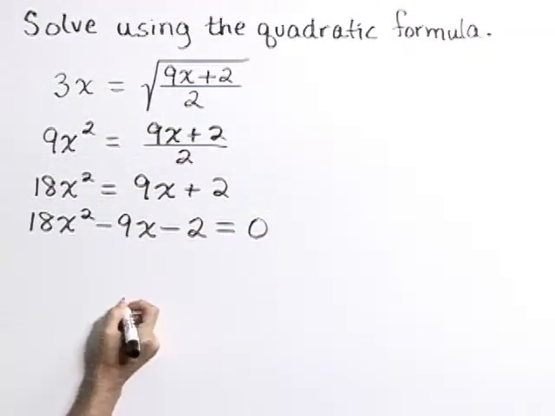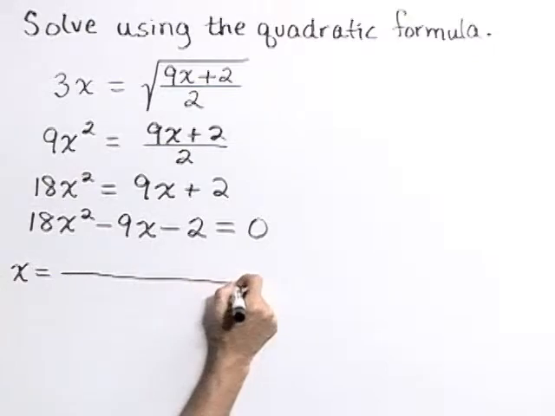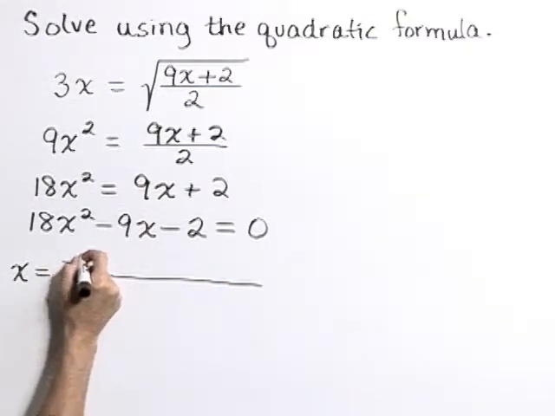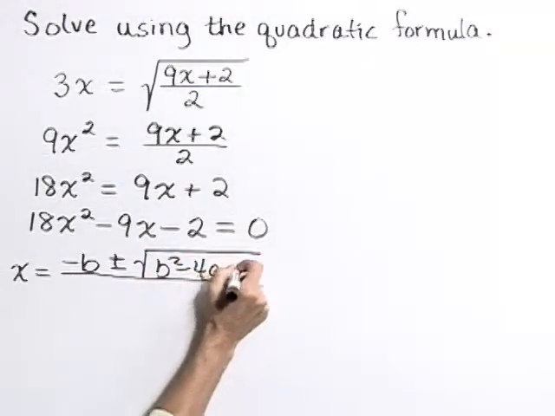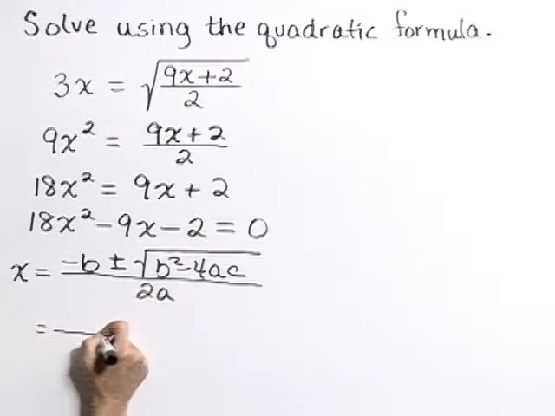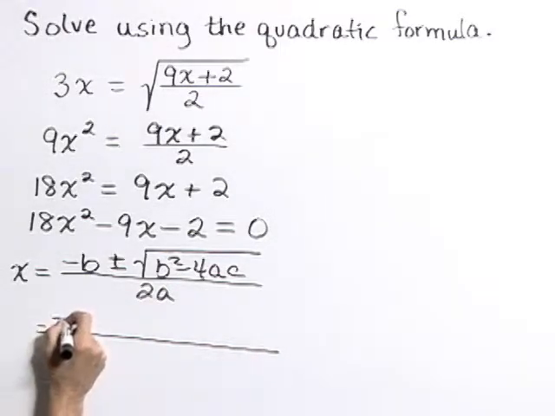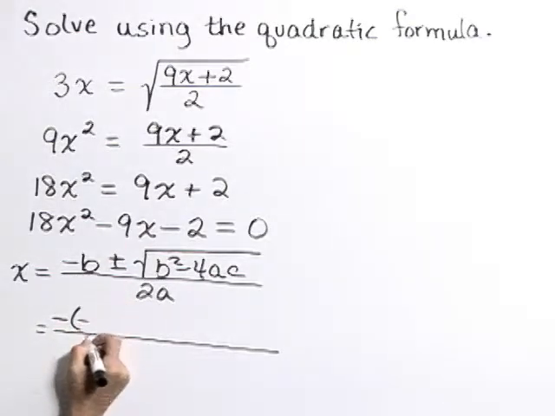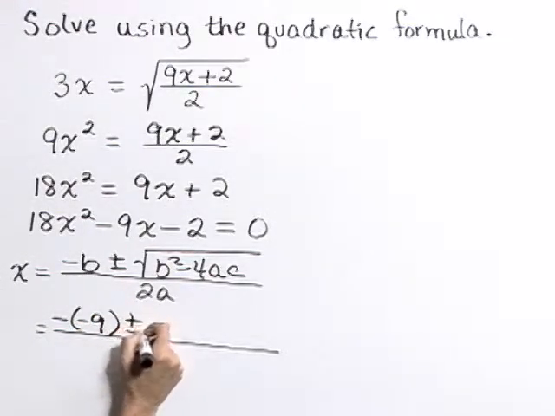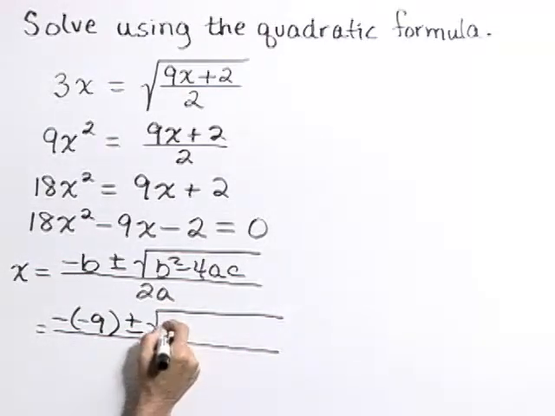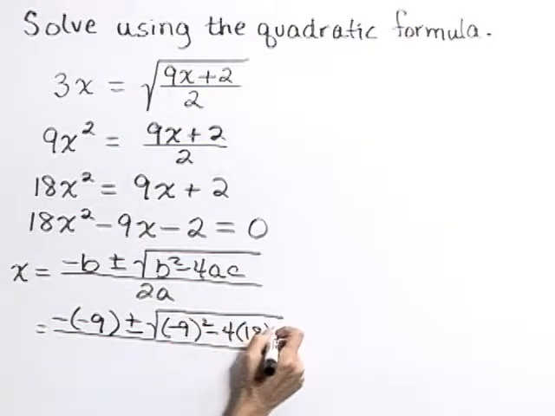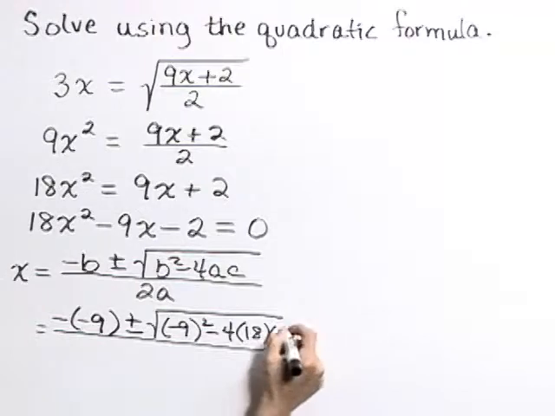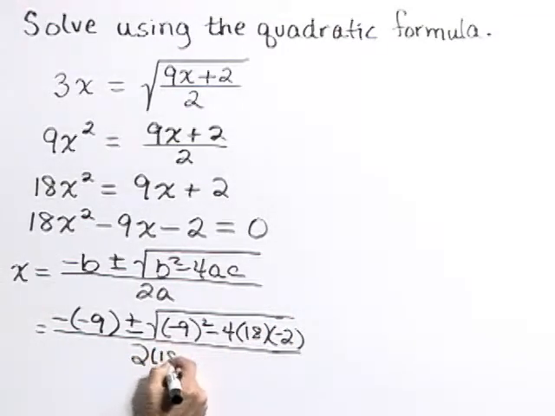equal to 0. Now let's use our quadratic formula as indicated. x is equal to negative b plus or minus the square root of b squared minus 4ac all over 2a. Let's substitute values now. We want the opposite of b, and b is negative 9, so the opposite of negative 9 plus or minus the square root of negative 9 squared minus 4 times a, which is 18, times c, which is negative 2. That's all over 2a, or 2 times 18.